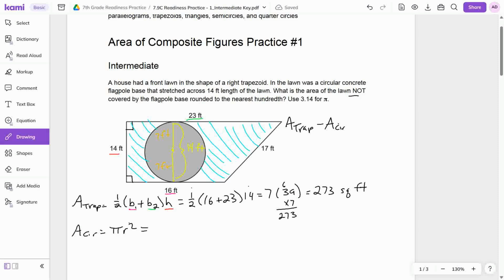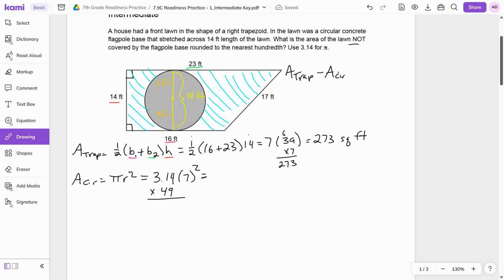So it's going to be, let's use 3.14 for pi, and then we're going to use 7 squared. So basically what we're going to do is 3.14 times 49. All right, so let's just go ahead and multiply by 49 right here.